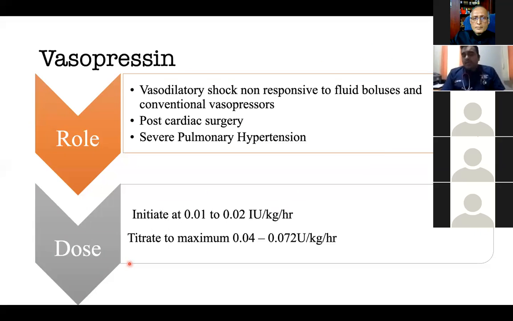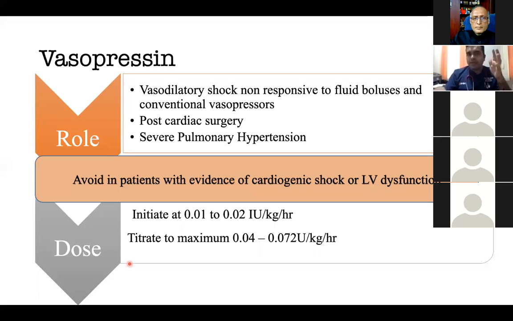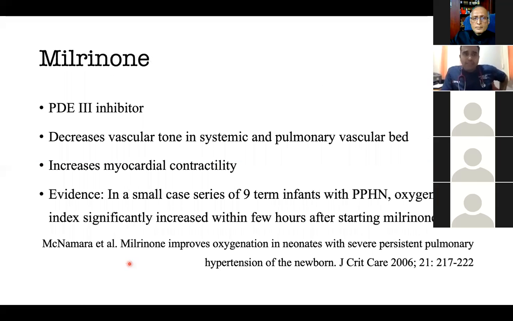The dose is typically initiated at 0.01 to 0.02 international units per kg per hour. So vasopressin is one agent where the dose is somewhat different from the other agents, because for dopa, dobuta, epi, norepinephrine, your dose is mics per kg per minute for all those four. For vasopressin, the dose is international units per kg per hour, that is 0.01 to 0.02, and you titrate to a maximum of 0.04 to 0.07. But you avoid it in patients with evidence of cardiogenic shock or LV dysfunction.